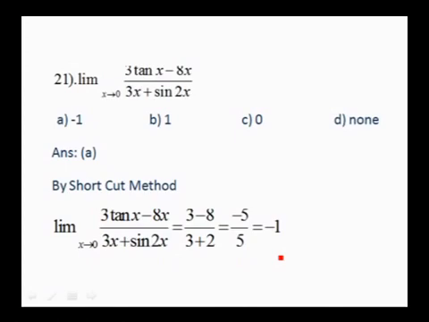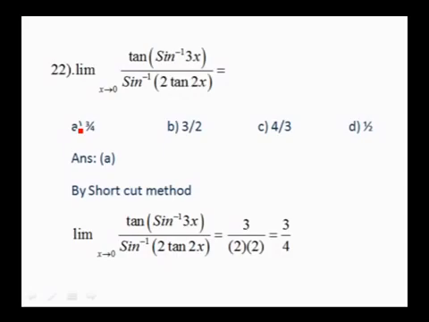ಇದು ಅಷ್ಟೇ ಶಾರ್ಟ್ಕಟ್ ಮೆಥಡ್ಡೆ. 3 - 8 over 3 plus 2, is -5/5, is equal to -1. So the value of this limit is -1. Option is A, -1.